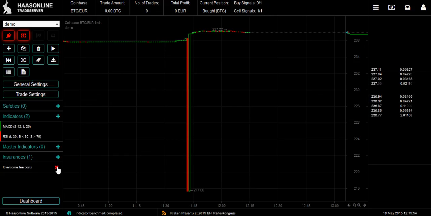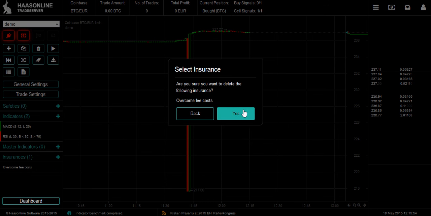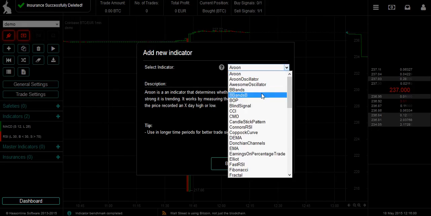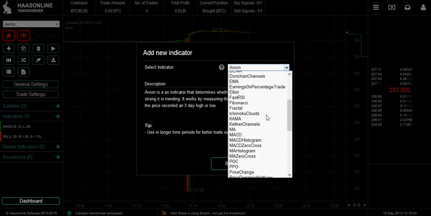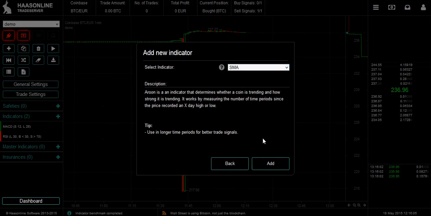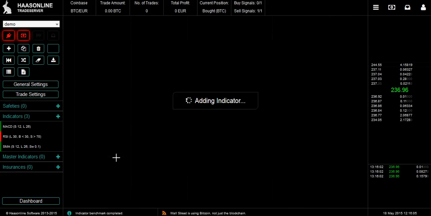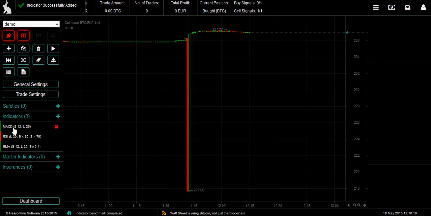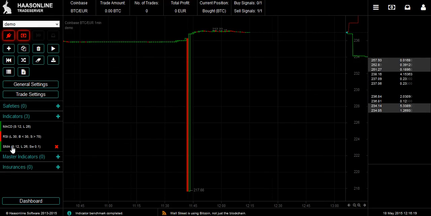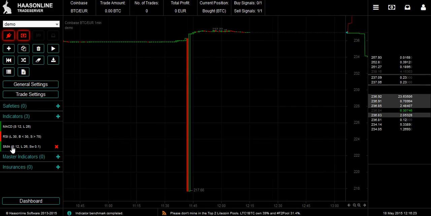So you could also get rid of the insurance, and you could just have a bunch of indicators. You could have even 3 indicators if you want. You can do 2 RSIs, or you could do a SMA with this too. So we've got oscillators, we've got MACD, we've got moving averages, we've got lots of different signals, and only when they all agree, an action is going to be taken. So that's an example of some of the setups you can do.